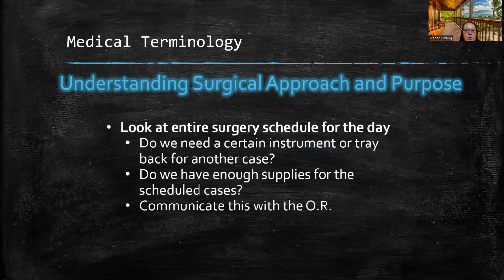You're going to look at the entire schedule for the day, not just one at a time, because what may happen is, Dr. So-and-so may have 10 cystoscopies in a row. Do you have enough supplies for 10 cystoscopies? Do you need some of those trays back? Are you going to have to call up to the room and say, hey, when you're done with your first 2 cystoscopes, send them back immediately so we can have them reprocessed for the end cases at the end of the day. So you're constantly looking for those types of things, checking with what you have, and communicating with the OR. That's super important.